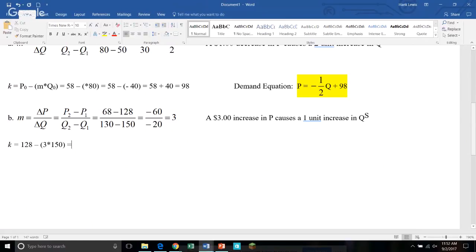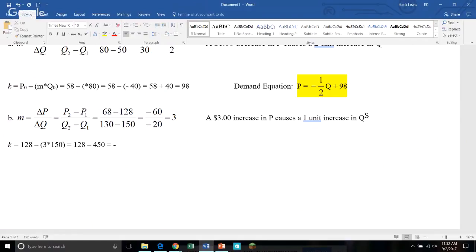Now you could have written K is equal to 68 minus 3 times 130. You're going to get the same result either way. This is a case where probably a calculator might be warranted. However, I know that 3 times 15 is 45, so 3 times 150 has to be 450. And so we've got 128 minus 450. Now, since I'm subtracting a bigger number from a smaller number, the result is negative.